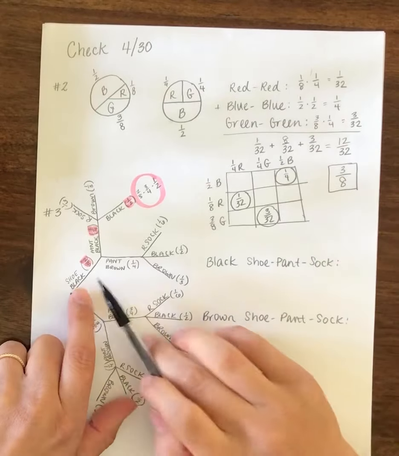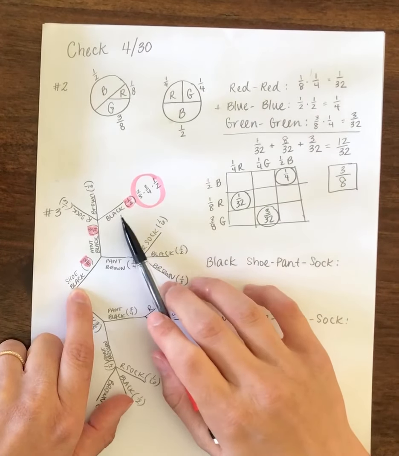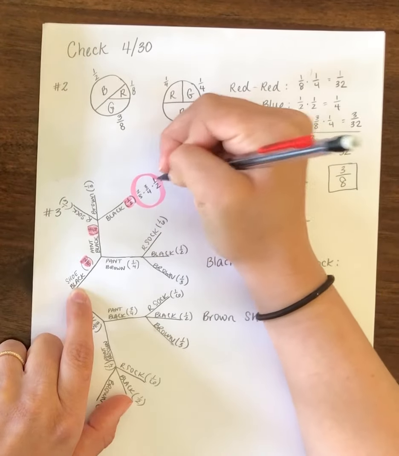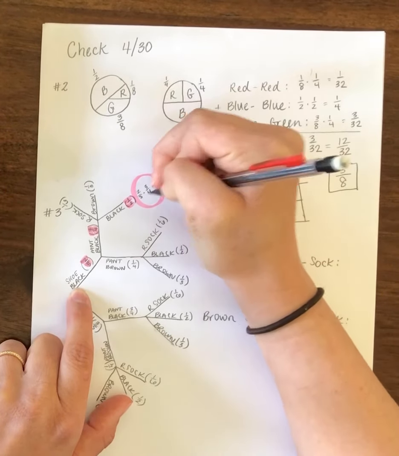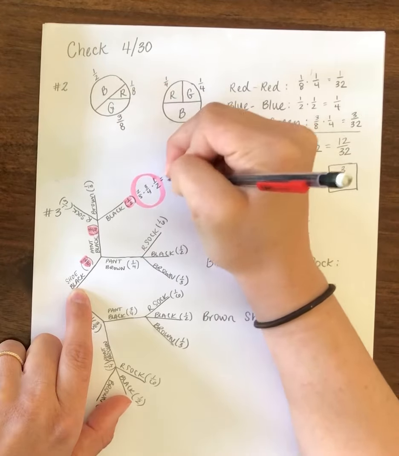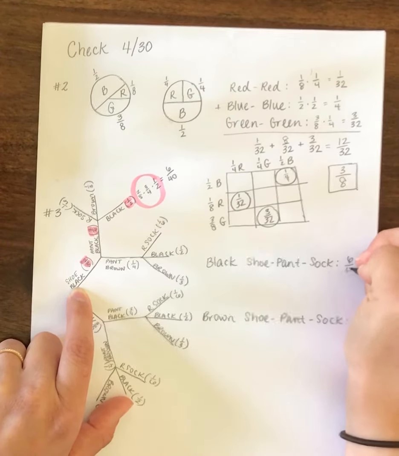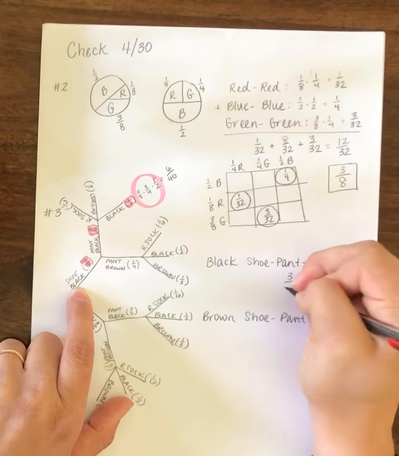So the probability of wearing a black shoe, black pants, and a black sock, multiplying this, would be 2 times 3 times 1, which is 6. 5 times 4 is 20, times 2 is 40. So 6/40ths, which simplifies to 3 out of 20.